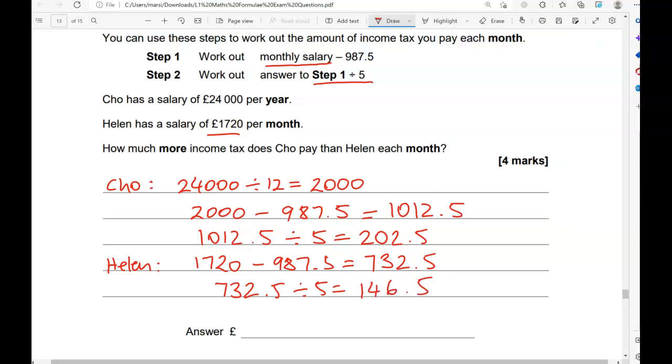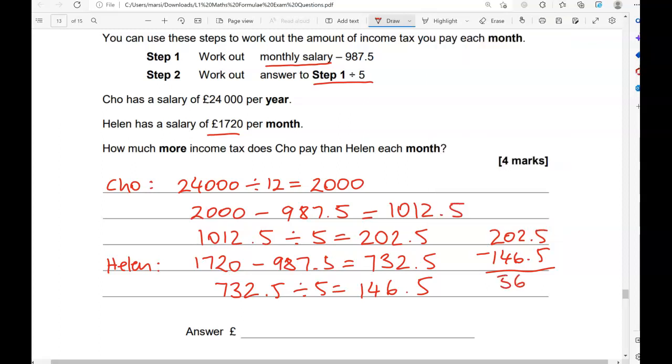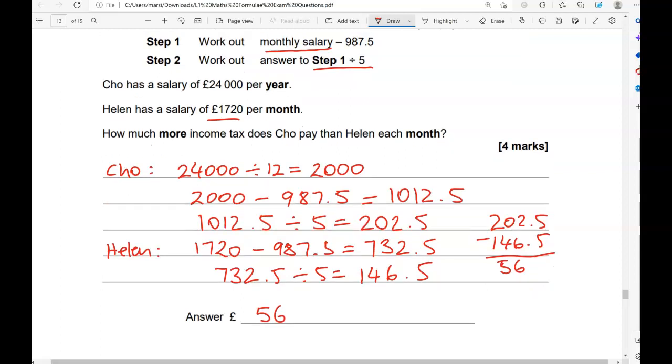So how much more income tax does Joe pay than Helen each month? Now we need to do 202.5 take away 146.5. So 202.5 take away 146.5 gives us 56. So that is £56 more.